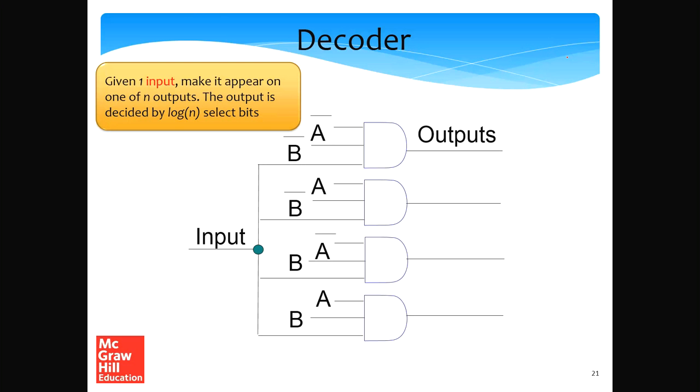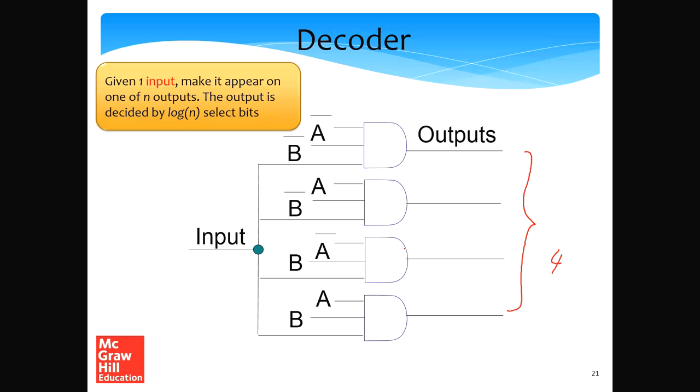Alright, so now let's look at another structure called a decoder. A decoder is very important. It is typically used in the design of on-chip memories, so in that sense, it's extremely crucial and vital to the design of processors. So what is a decoder? A decoder is also sometimes called a demultiplexer, but we'll use the word decoder in all our discussion. What it means is that, given one input, let us make that input appear on one of the n outputs. So let's say we have one input, and in this case we have 4 outputs.